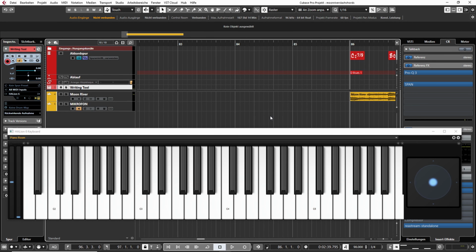Today I want to talk about slash chords and their application in one particular example, in this case a reharmonization arrangement I did of Moon River. But let me first break down what slash chords actually are.